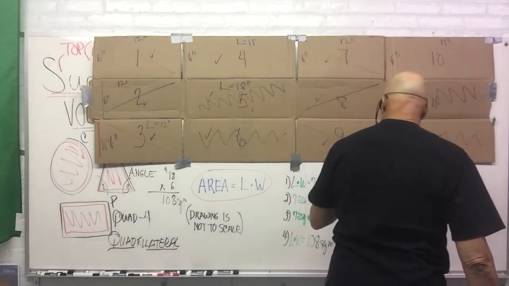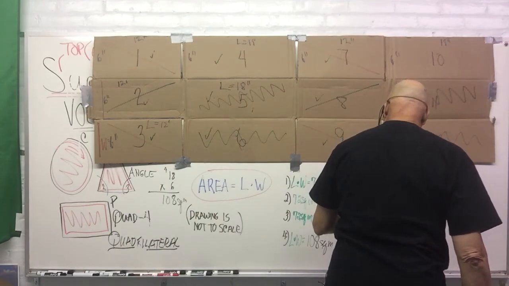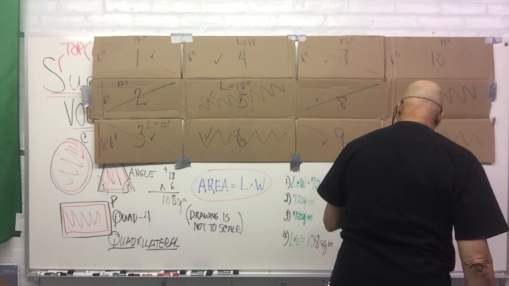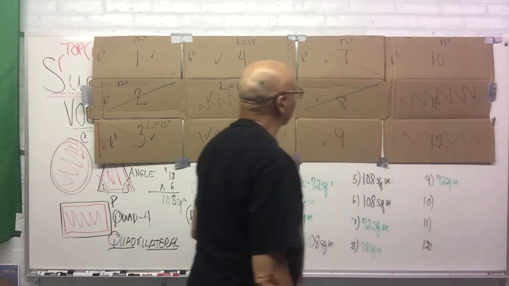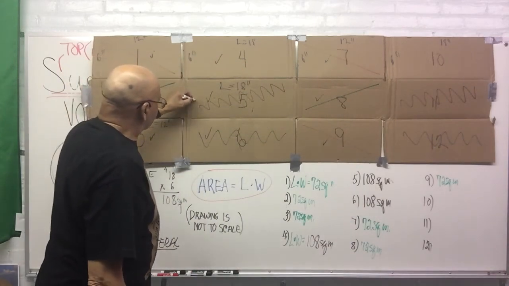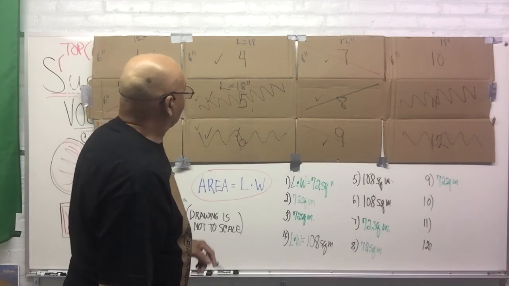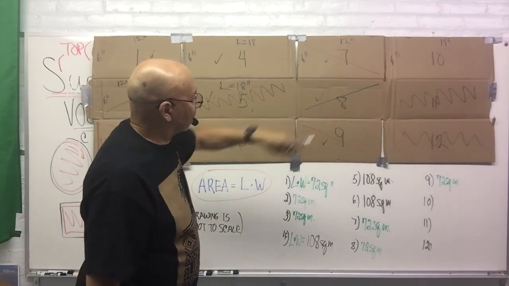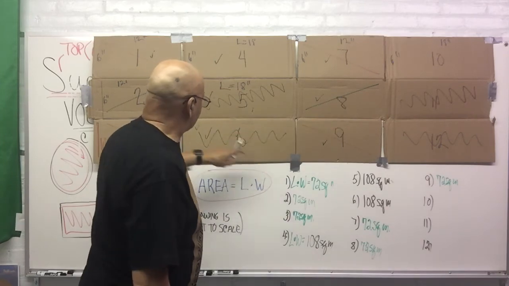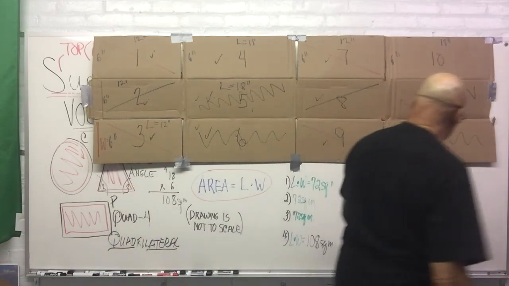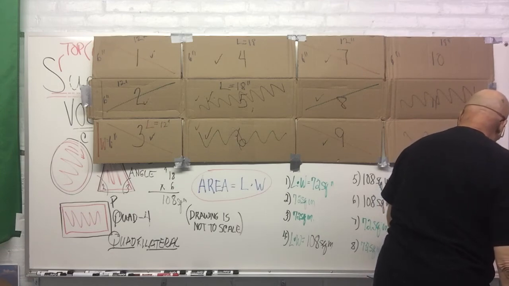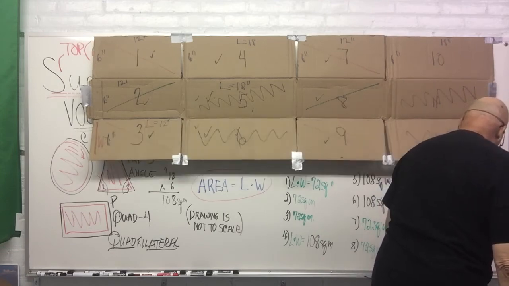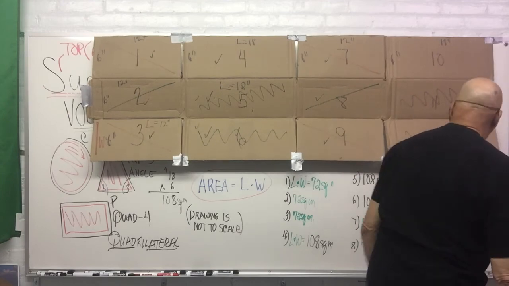I'm going to skip the length times width and just say 108 square inches. So 4, 5, and 6 are done. Now we know that 4 and 10 are the same, 5 and 11 are the same, 6 and 12 are the same. So I can put 108 for all of these. 108, 108, 108 square inches.